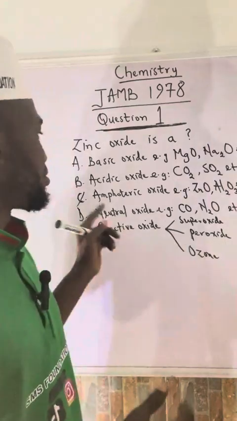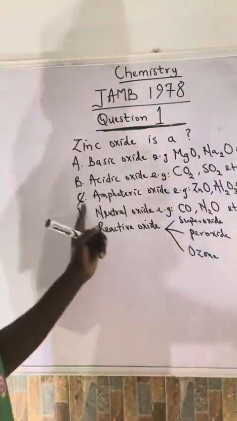But the correct answer to this, zinc oxide, is amphoteric oxide.